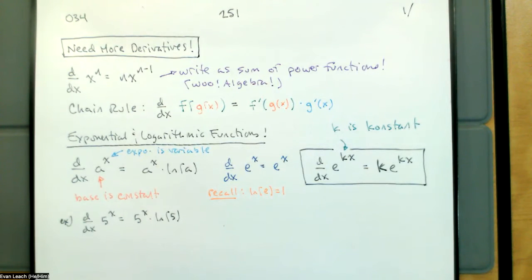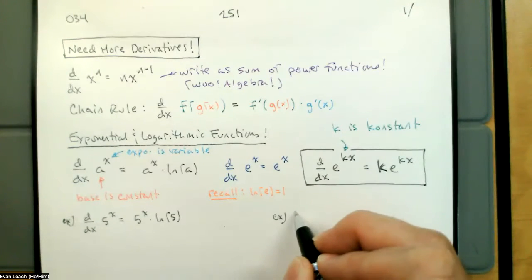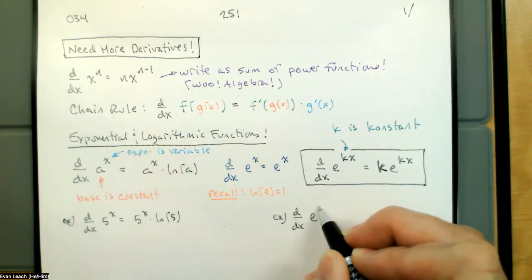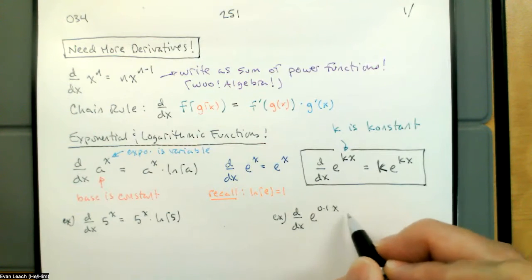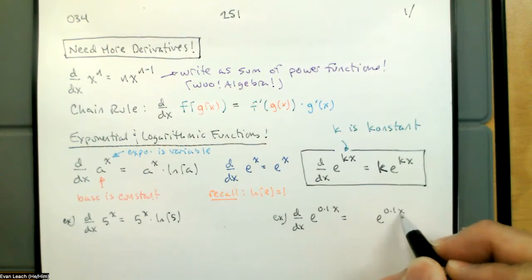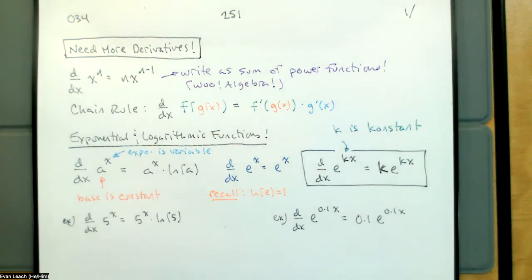So the derivative of e to the kx is k e to the kx. If we have something fancier up there, so for example, if we want the derivative, let's do something decreasing. E to the 0.1x is going to be e to the 0.1x times 0.1. That's all. Super simple. Barely an inconvenience.